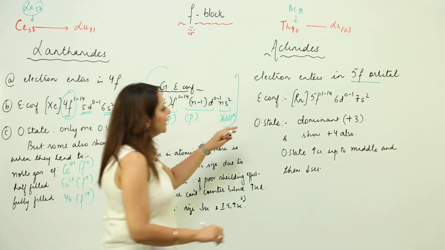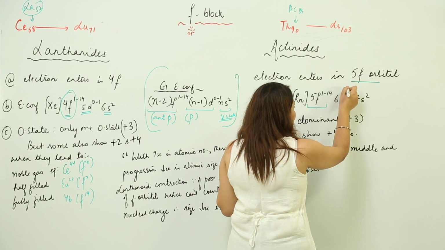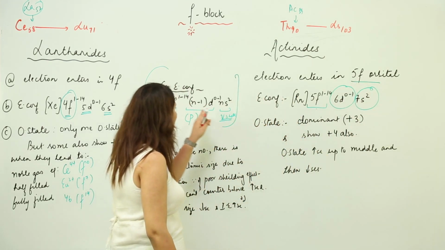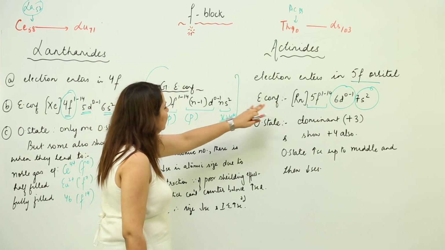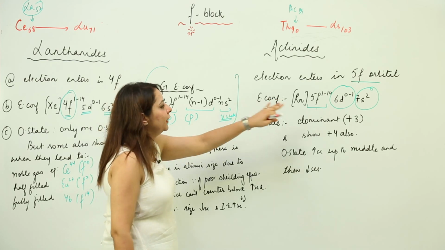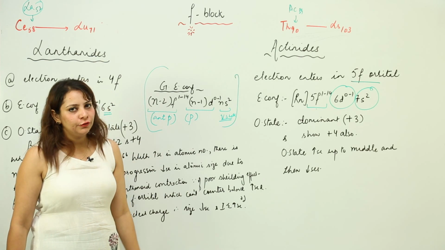And in actinoids, there is a filling of the 5f orbital. So the antepenultimate is 5f, the penultimate is 6d, and the final one is 7s. The same electrons range from 1 to 14 in the antepenultimate, 0 to 1 in the penultimate, and 2 in the final shell, that is 7s2. So this is the electronic configuration.